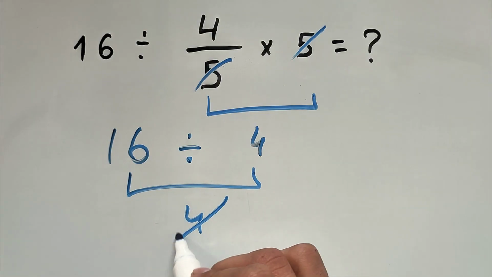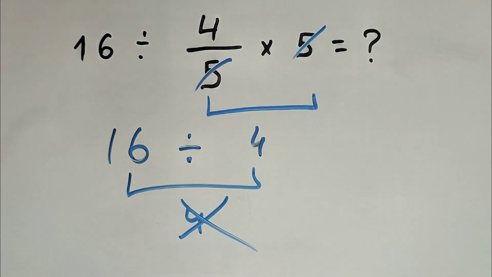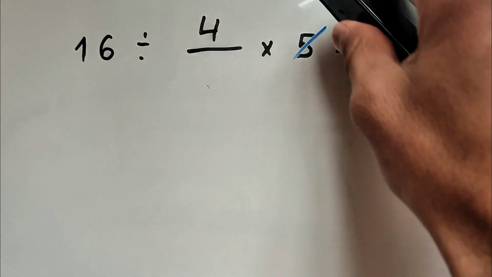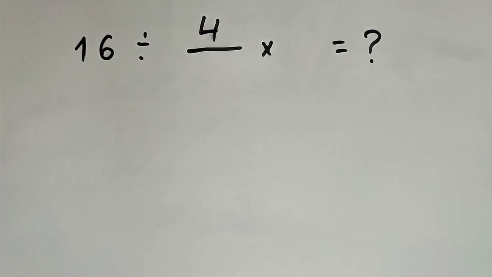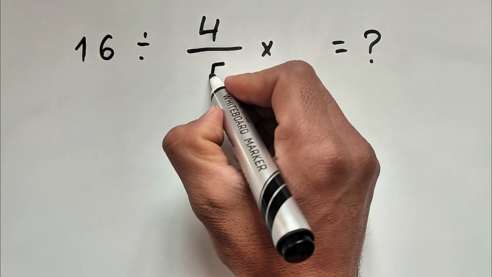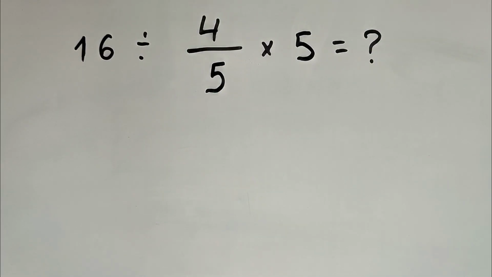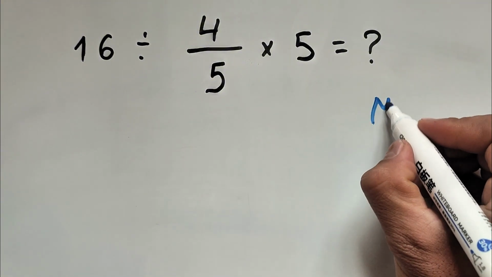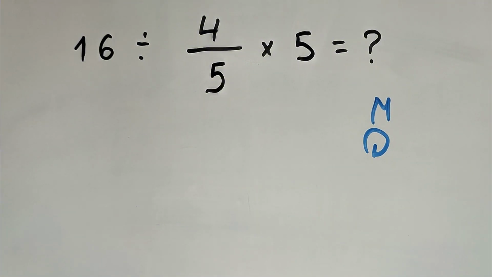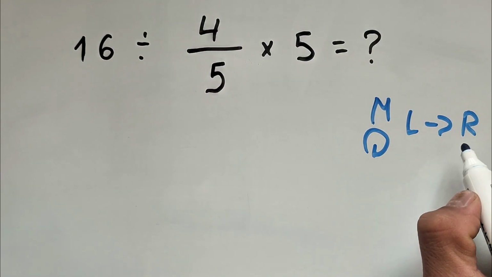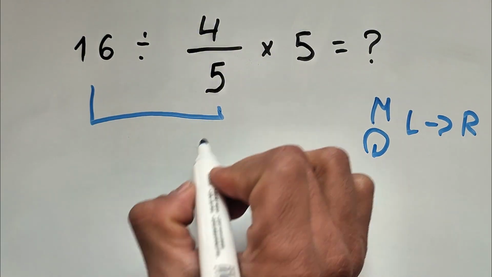But this is not the correct answer. If you ask why, I will try to explain it. Because according to the order of operations, multiplication and division have equal priority. That's why we have to begin to work from the left to the right. And according to this rule, first we have to work this.